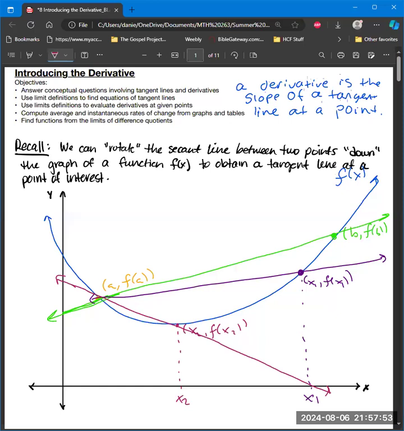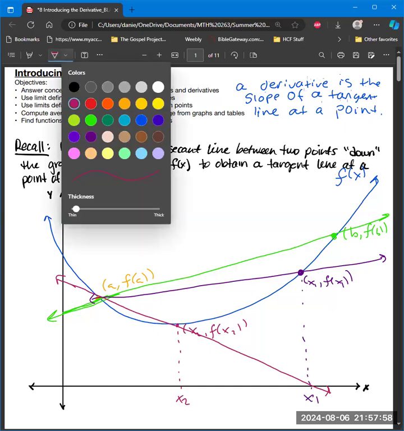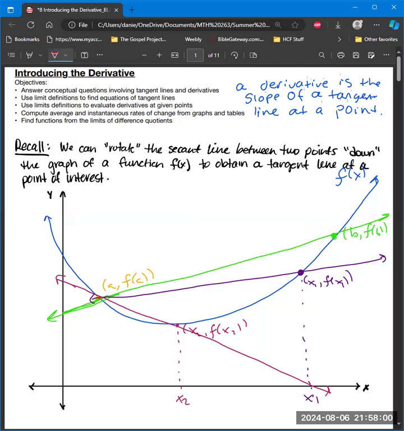And now I'm going to do my best to draw the tangent line here that just touches the curve at that point and has the same slope as the curve there. And it's something like that. So hopefully you can see that the slope is the same for the line and the curve at that point.